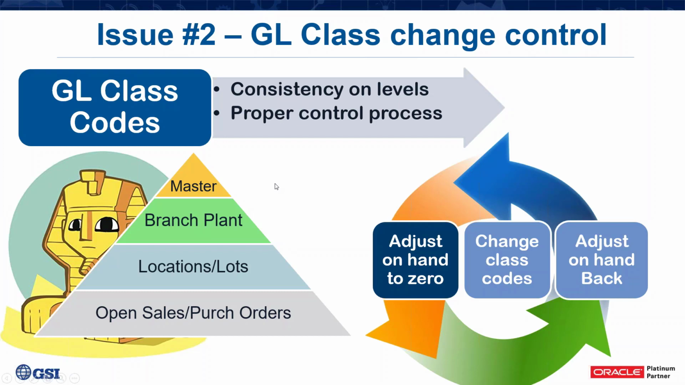So again, it's not a simple matter of just going to an item master or a branch plant and typing over the code on the screen, wiping your hands and calling it a day. Okay, we have to think about what happens within the system, especially if we've started transacting against the items.